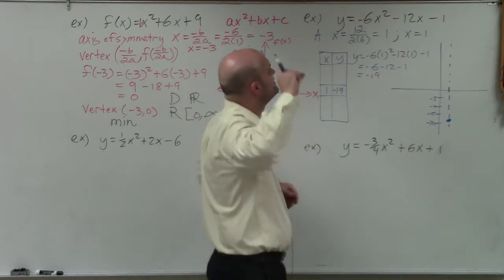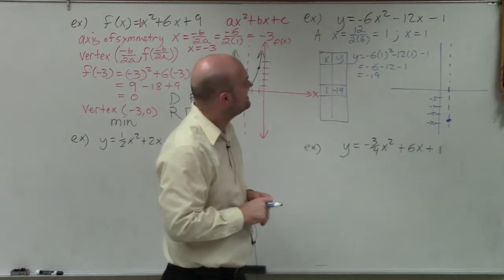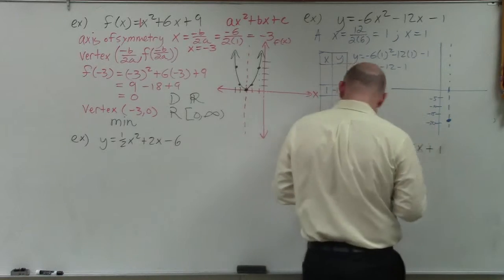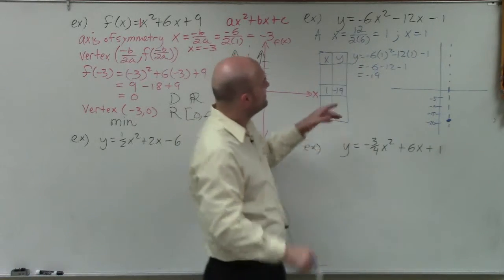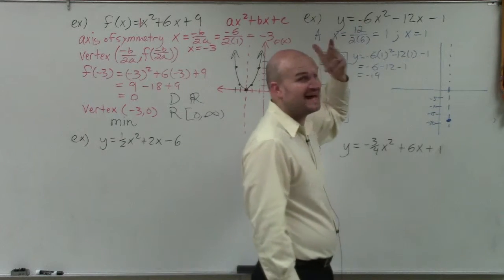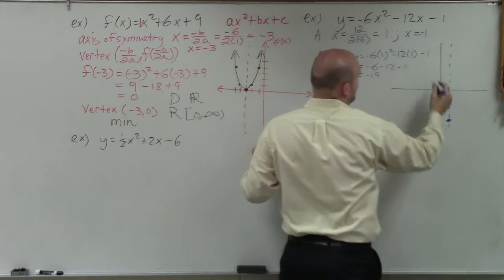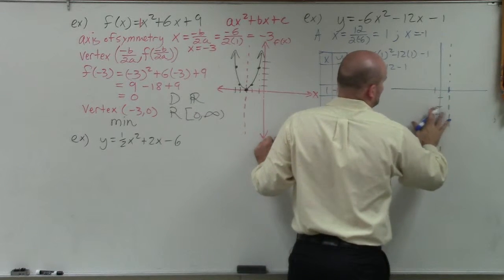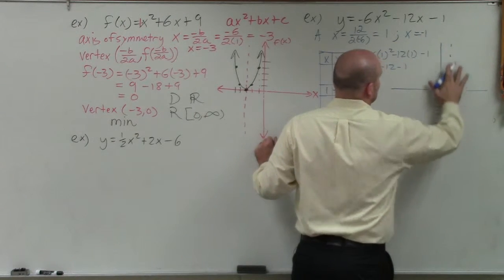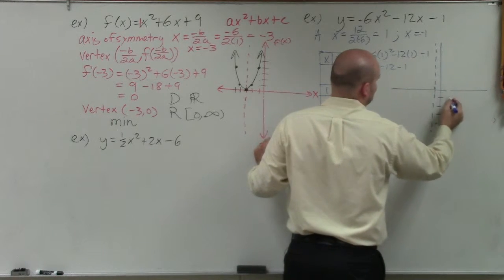Opposite. Oh, I knew I forgot something. The axis of symmetry is at negative 1. I knew I was making a mistake. I was like, man, what am I doing? It's opposite of b, which is 12, over 2 times a. A is negative 6. I didn't see that. My apologies. So therefore, this is actually at negative 1.